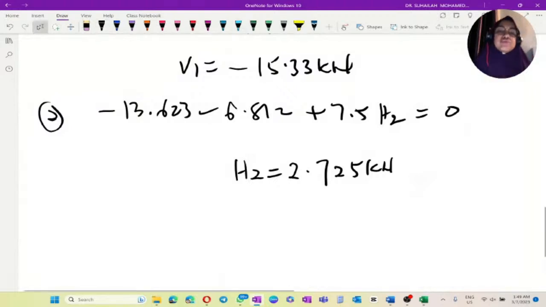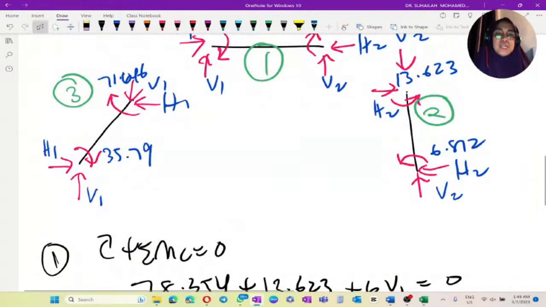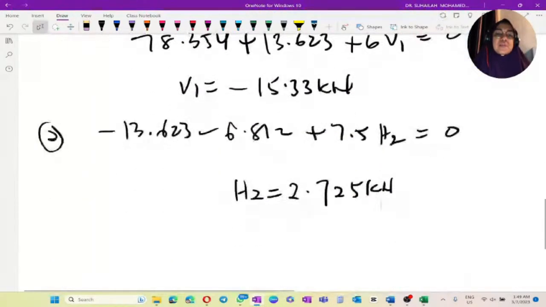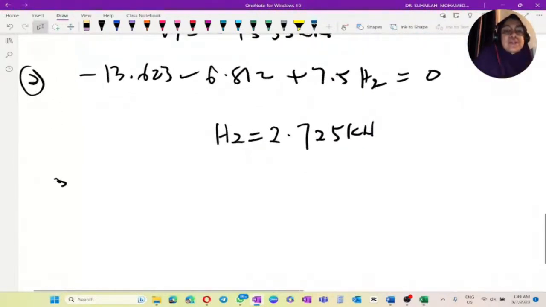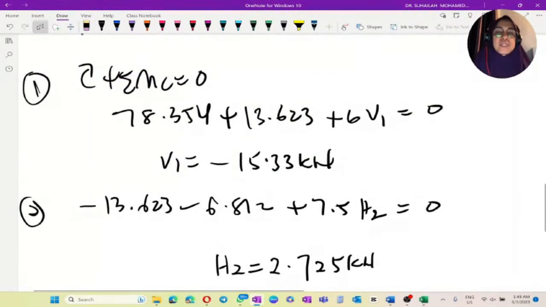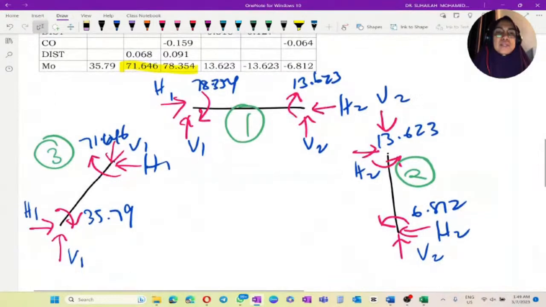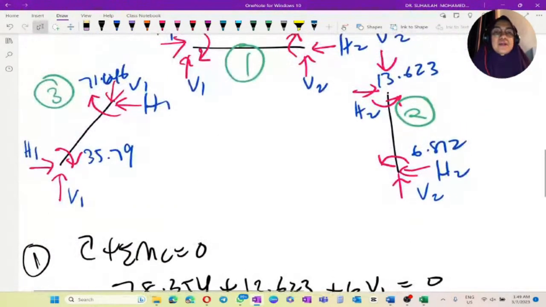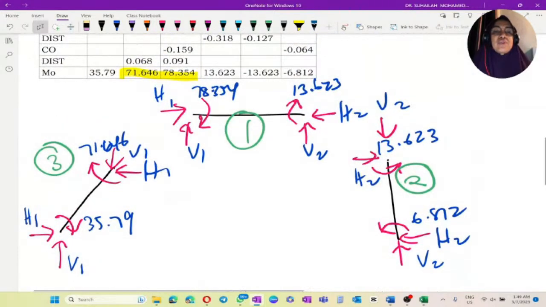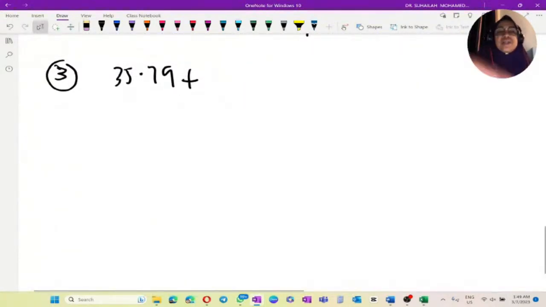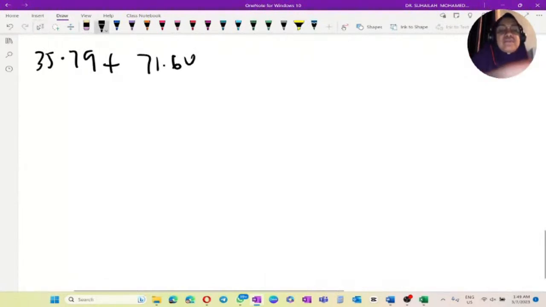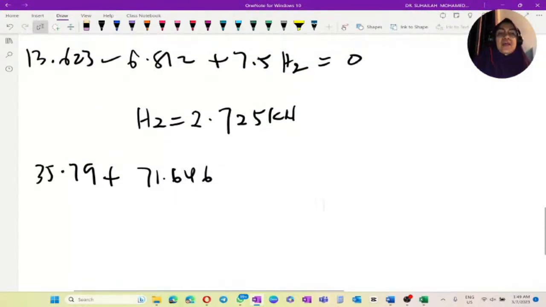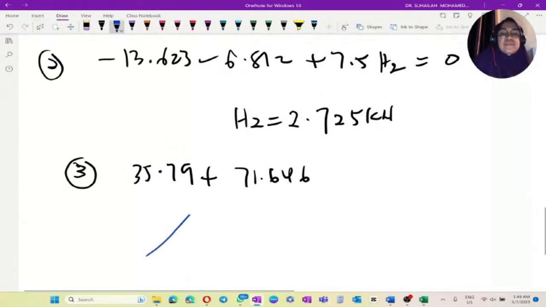So we move to step number 3. This one is step number 3. For the moment, clockwise 35.79 plus 71.646, and of course we have to have this first.